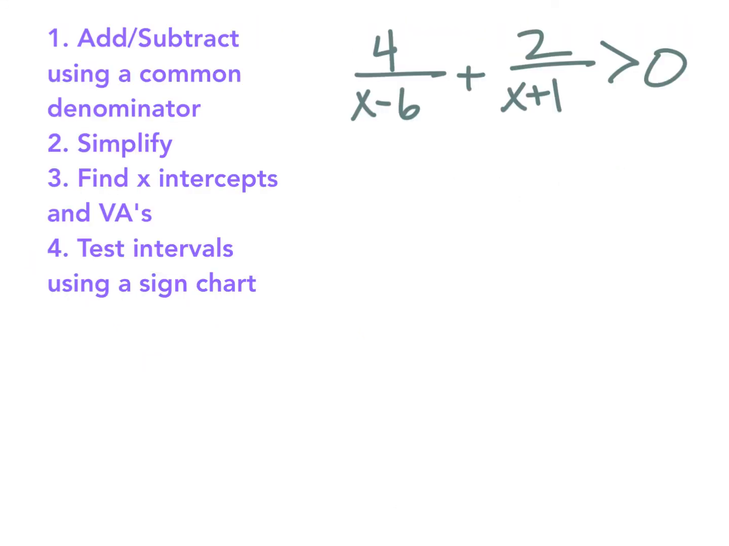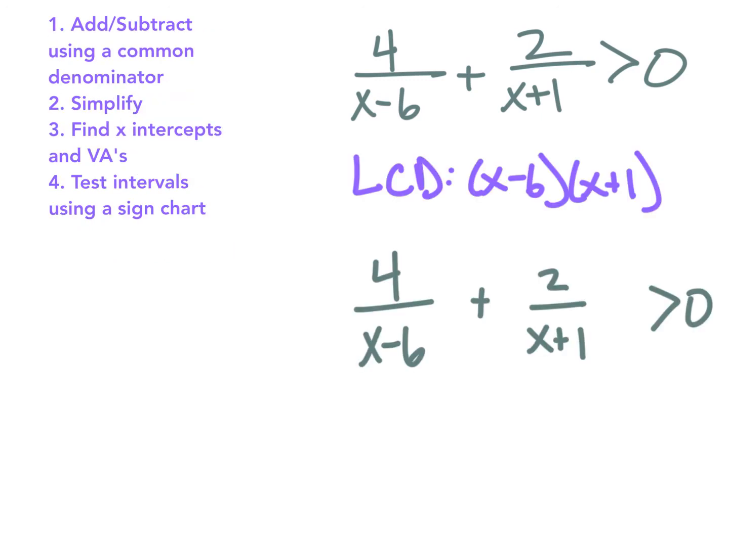So the challenge is, how do we do this without a graph? All right, and this is a little bit different from solving. You remember with solving, you multiply through by the LCD and all the denominators go away. We don't really want that to happen. So our first step is to add or subtract using a common denominator. And the common denominator is the LCD. So I think, all right, I know my common denominator needs to be x minus 6 times x plus 1.